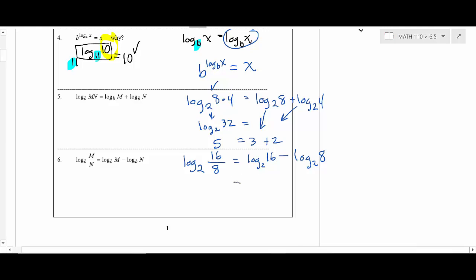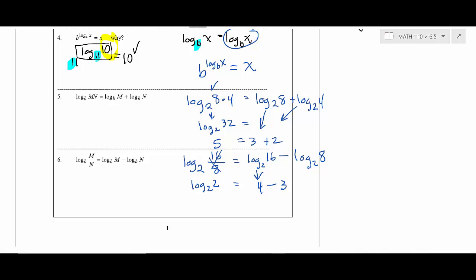So let's see if this makes sense to us. I want to make sure you can do these in your head pretty quick. What would be the answer to this? 2 to what power is 16? 4. How about this one? 2 to what power is 8? 3. So you have 4 there, you have 3 there. Now, if you work out this side, this is really log base 2 of 2, because 16 over 8 is 2, right? So what is this? What power of 2 is 2? 1.